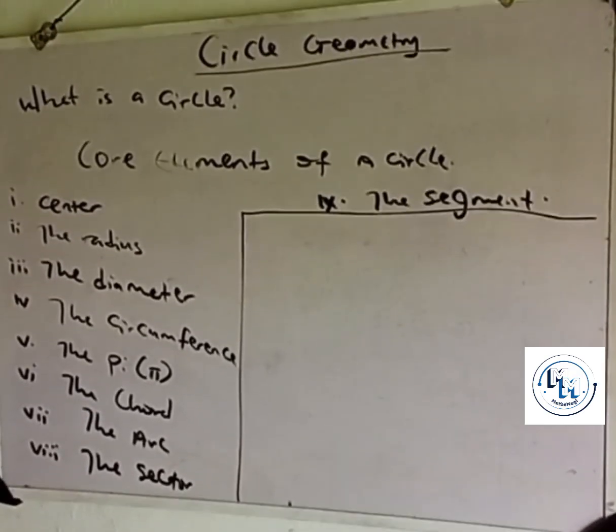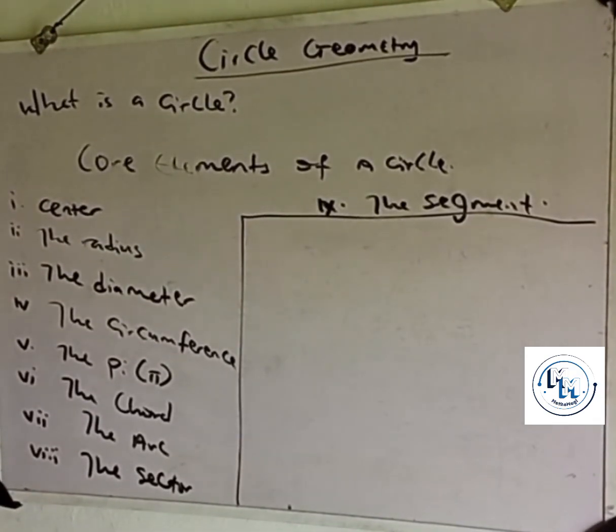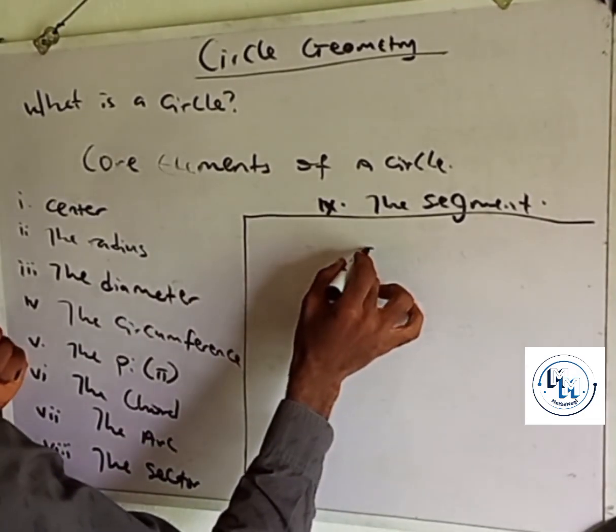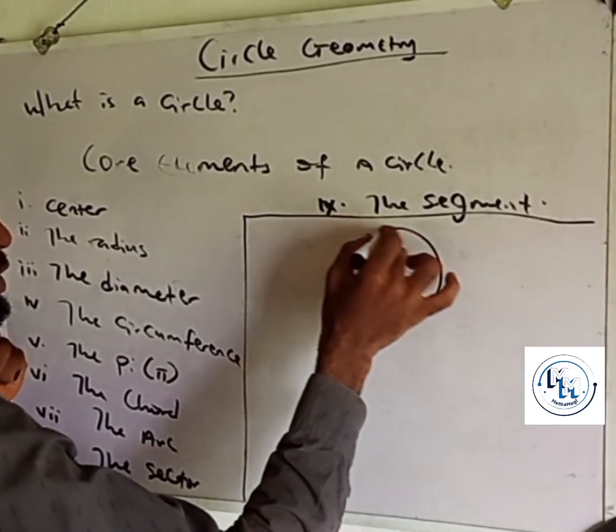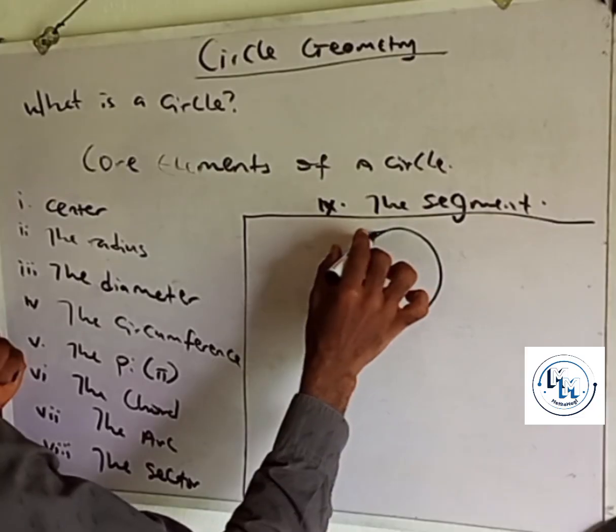A circle is a set of infinite points that are equidistant from a central position. You need to really have this offhand. A circle is a set of infinite points that are equidistant from a central position. Let me draw it. This is actually a rough sketch, right?